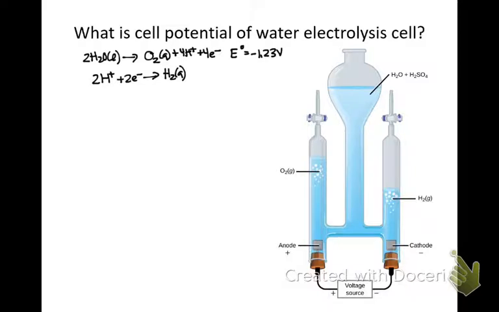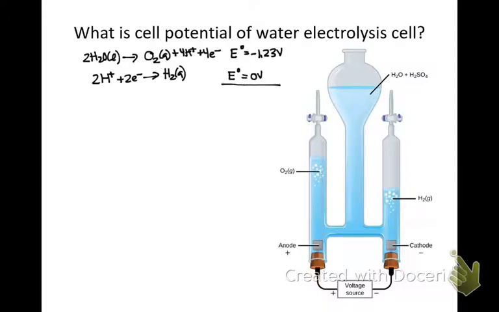So in our water electrolysis cell, we produce oxygen and hydrogen. We produce oxygen at one electrode and hydrogen at the other. Now, this reduction of protons to form hydrogen is the standard hydrogen electrode. So its cell potential is 0 volts.